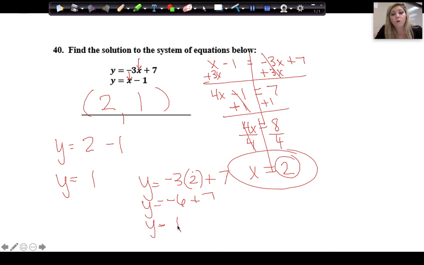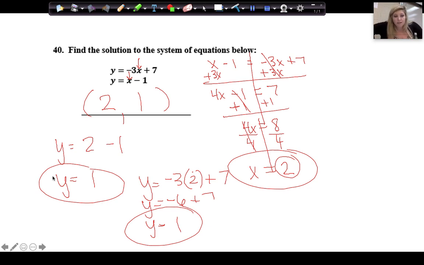Y is still 1. So either way, you can do one or both to make sure that you got the correct answer here. But really, you just need to do this first one. In my opinion, that one's the easiest one.